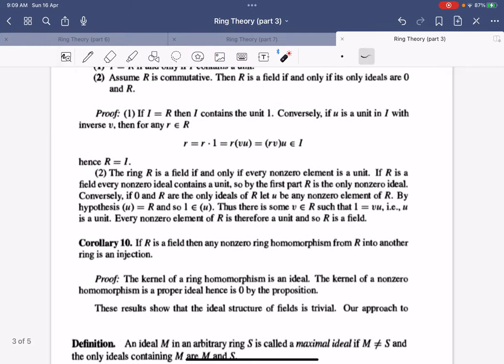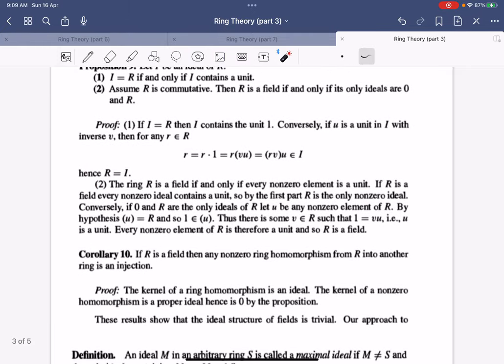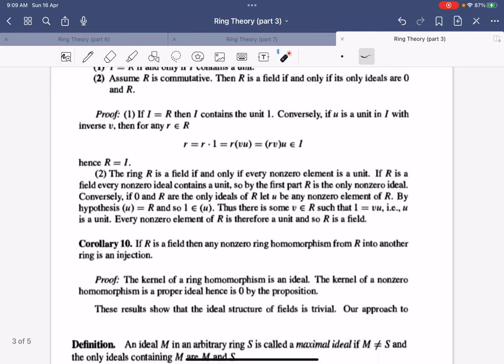and hence R equals I. And to prove R is a field if and only if its only ideals are 0 and R: if R is a field, then every non-zero ideal contains a unit, and so by the first part, R is the only non-zero ideal, and we are done.